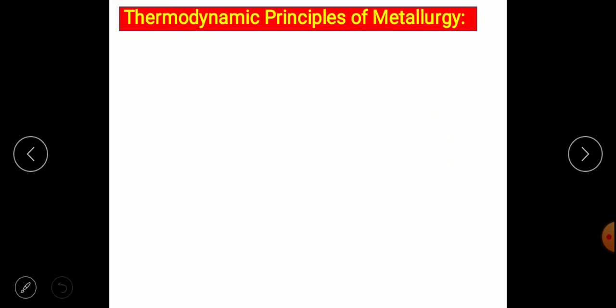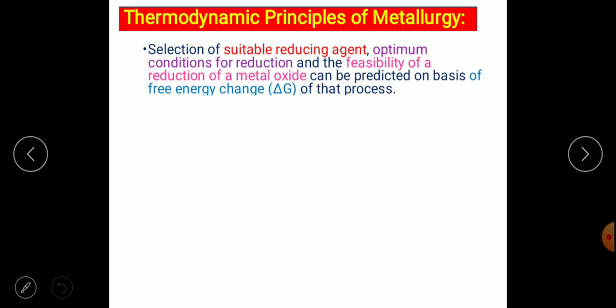There are some thermodynamic aspects present in this metallurgy. That is, selection of the suitable reducing agent is very important. Optimum conditions for the reduction and feasibility of a reduction are needed. Feasibility of a reduction means the reaction occurs spontaneously, which means no extra energy needs to be put into the reaction to occur. That is known as feasibility of the reaction.